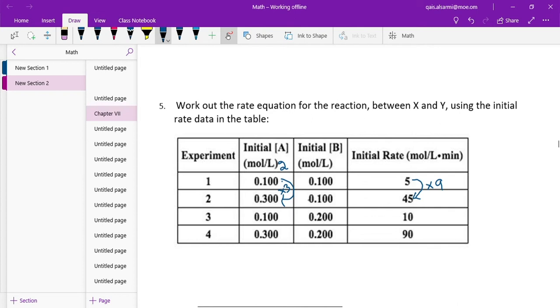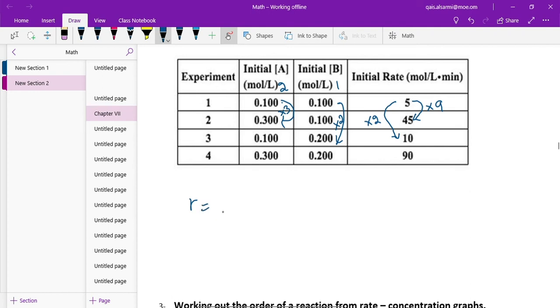Now I have to fix A and change B. You can use either 1 and 3 or 2 and 4. Any is applicable. So if choosing 1 and 3, what's happening to the B? It's doubling. So the concentration of B is doubling, and when the concentration of B is doubling, the rate is doubling. You're going from 5 to 10. So therefore, whatever is applying to B applies to the rate. When B doubles, the rate doubles. So it's first order.